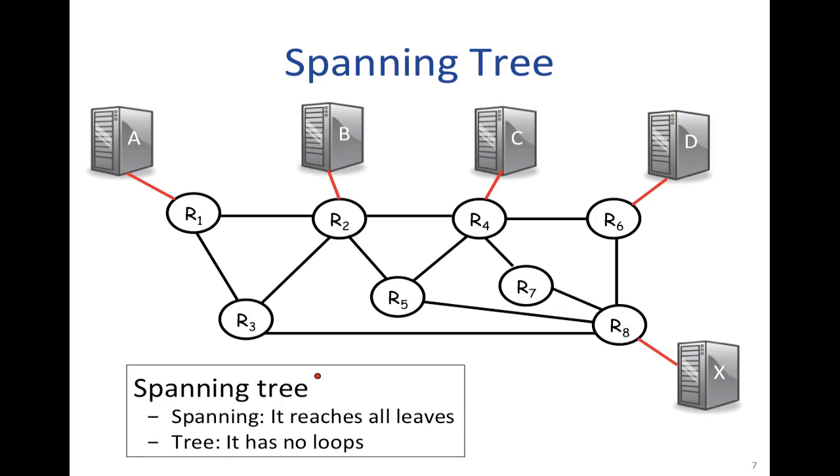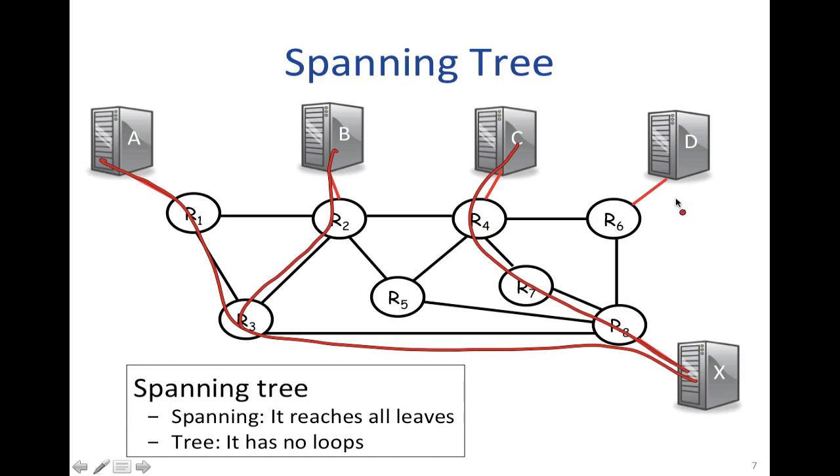Let me give you an example of this. Imagine that we want to create the spanning tree that A, B, C, and D, the hosts at the top, will use in order to send packets to X, the destination at the bottom. So A's packets could follow this path, B's might follow this path, C's might follow this path, and D's might follow that path. So you can see I've created a tree with the root at X, and it's spanning all of the sources that might send to it. It's a tree in the sense that it has no loops.